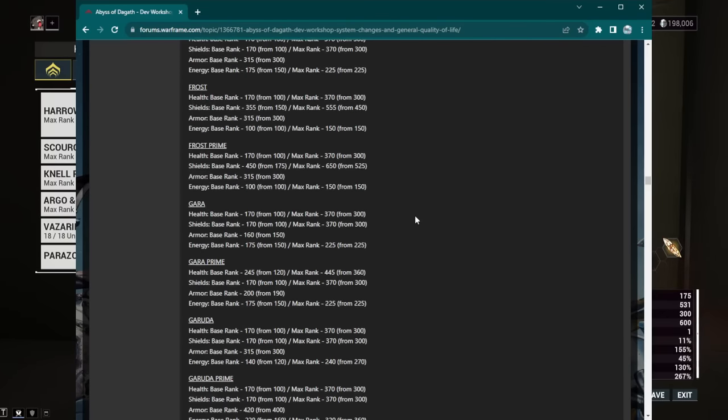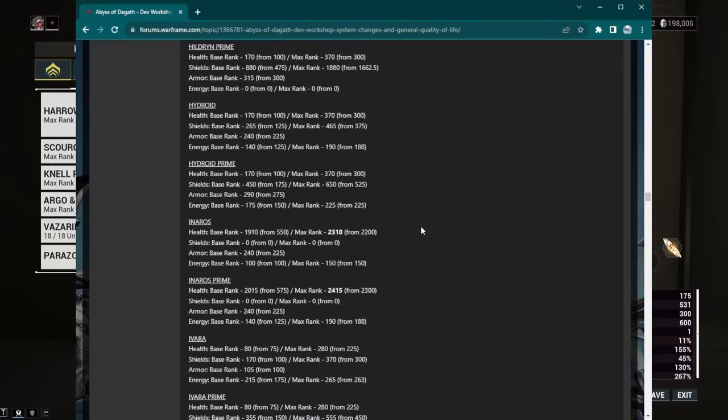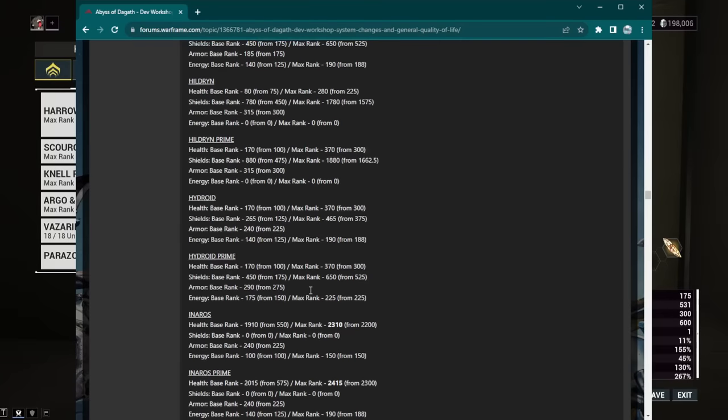What are they thinking? They gave Inaros, how much health do they give Inaros? Like another 500 health. Well, actually, no, an extra 100 health on Inaros Prime, and an extra 110 health on Inaros Normal. They've also buffed his armor to 240 from 225, and they gave Inaros 2 more energy. But yeah, he might be a lot more tanky now. Still can't hit level 10,000.